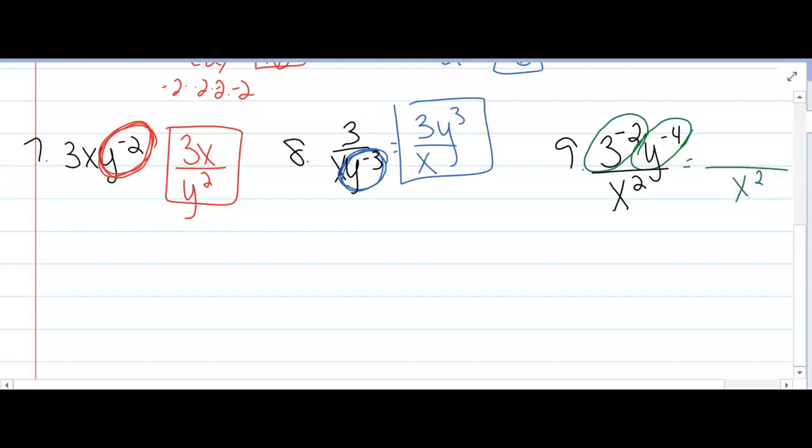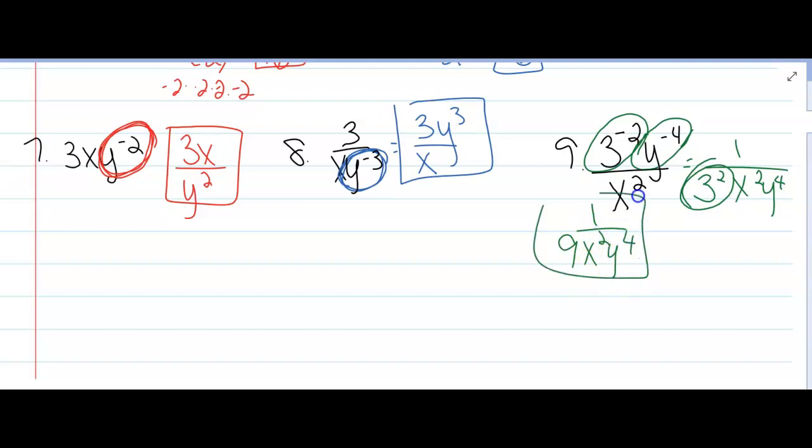But I circled the 3. So the 3 needs to move from the numerator down to the denominator. The negative 2 becomes a positive 2. And I circled the y, which means the y needs to move from the numerator down to the denominator. And the negative 4 becomes a positive 4. We're going to throw a 1 up there in the numerator. And then last thing, we wouldn't want to leave it as 3 squared. So we're going to call it 1 over 9 x squared y to the fourth. Okay, just a few more here.